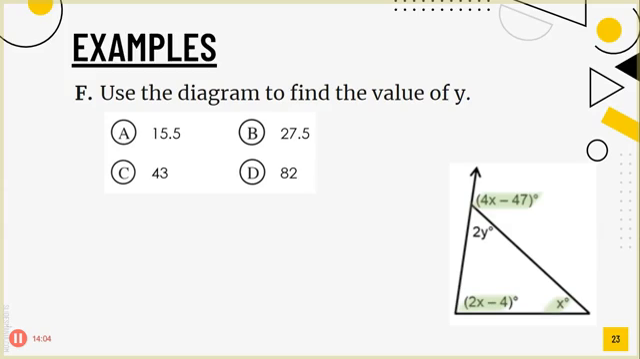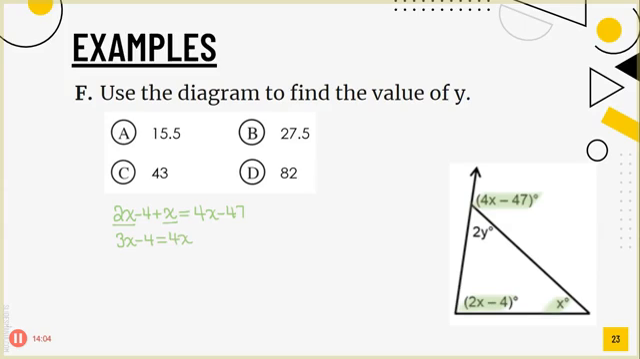So if we look at that, we have one exterior angle and the two remote interior angles. And so what we know about that problem is the two interior angles that you were given, 2X minus 4, and the X, if I add those together, it gives me my exterior angle. So what I'm able to do is solve for X first. So 2X plus X would give me 3X.